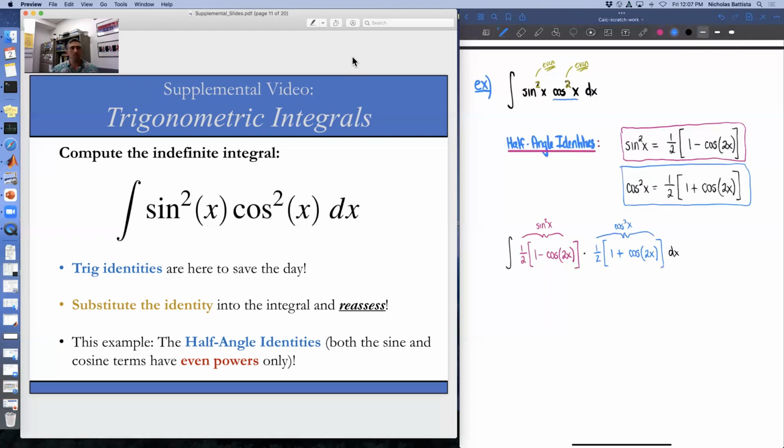And now what we see is we're going to be able to do a little arithmetic, a little bit of algebra, and reassess the integral that we have here. So I'm going to pull both these factors of 1/2, multiply them together, and bring them in front of the integral. So that'll give us a combined 1/4 times the integral of 1 minus cosine of 2x times 1 plus cosine of 2x.